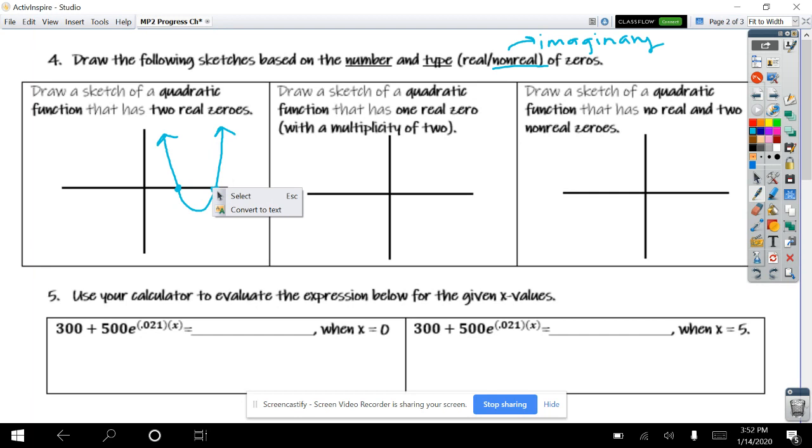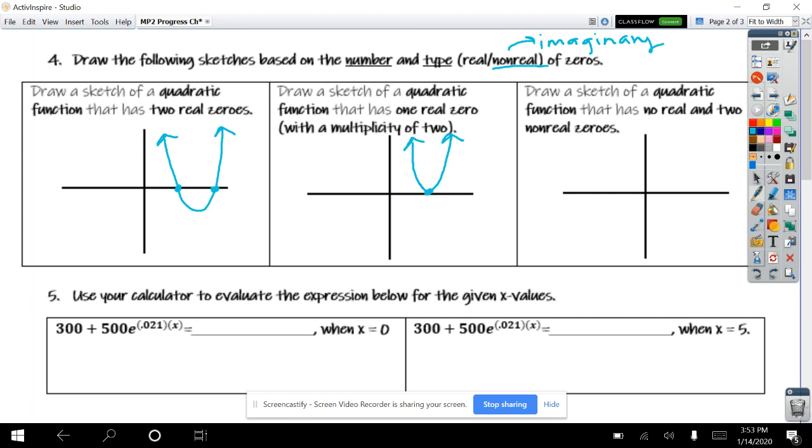Okay, that's 2 zeros. The second one says draw a sketch that has 1 real zero with a multiplicity of 2. Now remember, multiplicity that's even means it's a zero that bounces. And that's going to look like this. So it's a parabola that touches the x-axis and then bounces back. You can think of that in 2 ways. One is that it only has 1 zero, there's only one intersection of the x-axis. And then you can also think of the double multiplicity being even, so it's going to bounce.